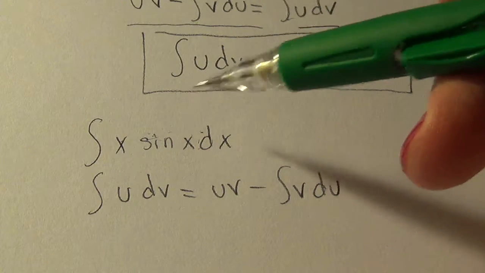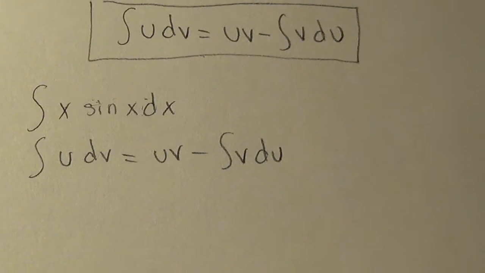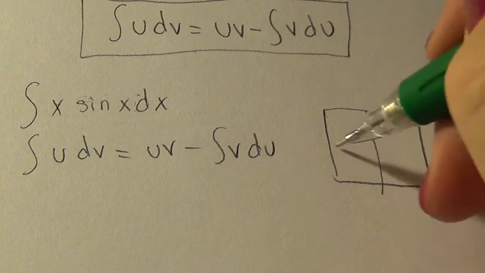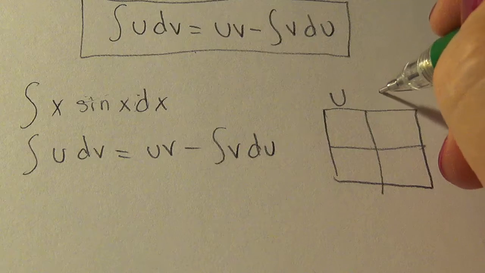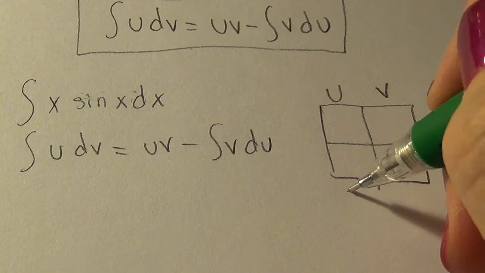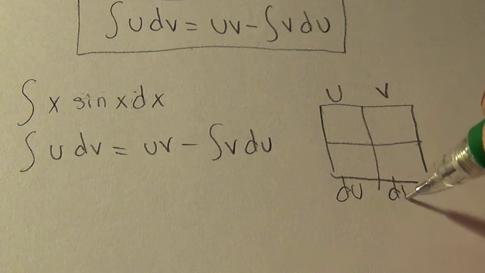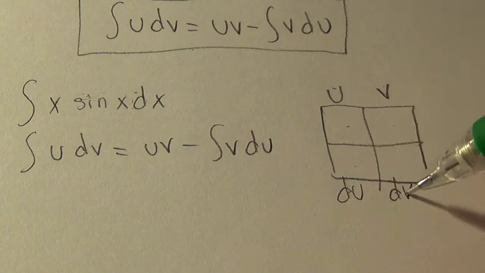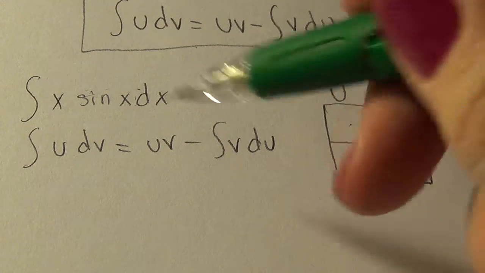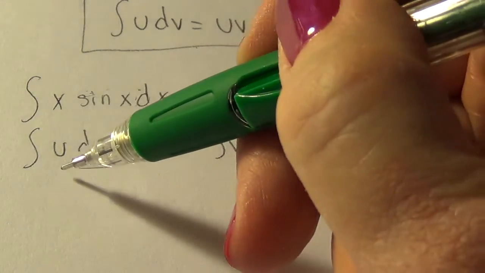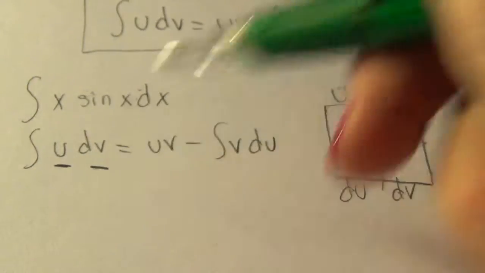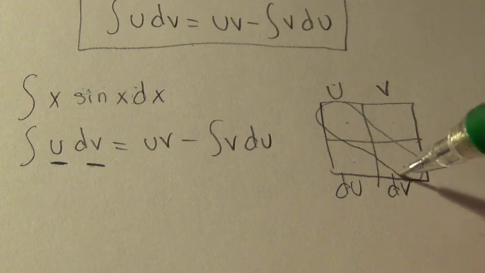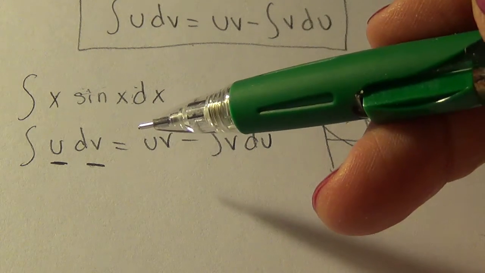And I am going to create a box, and there's going to be a u side and a v side, and a du and a dv. So this is my spot where I'm going to pick u, v, du, dv. Now, when I'm using integration by parts, I'm going to choose a u and a dv. So I'm going to fill in on this diagonal, and I'm just going to assign it.